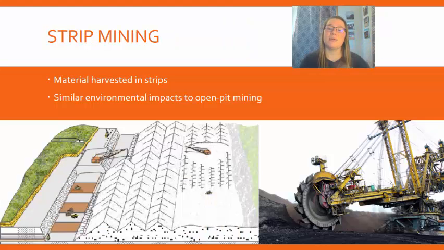The second type is called a strip mine. Now this is kind of similar to an open pit. However, instead of just going deeper and deeper in this cone into the earth, with strip mining you are still using very large equipment, but you are going in strips across the landscape. Now this has similar environmental impacts to open pit mining, and these strip mines are also extremely large.